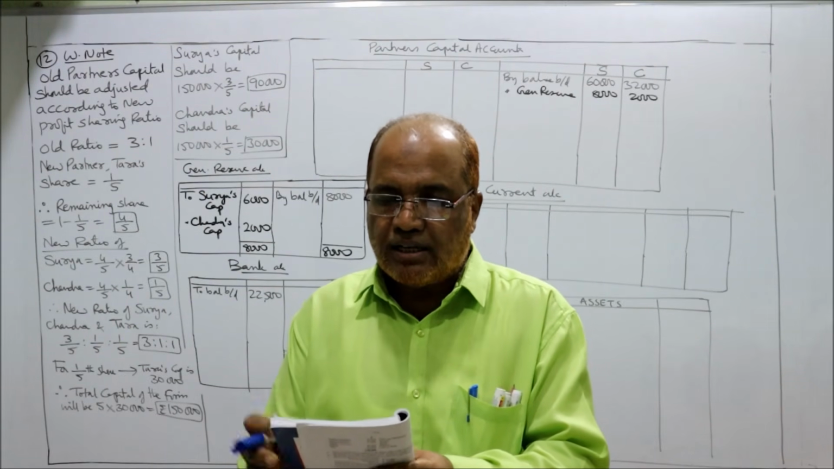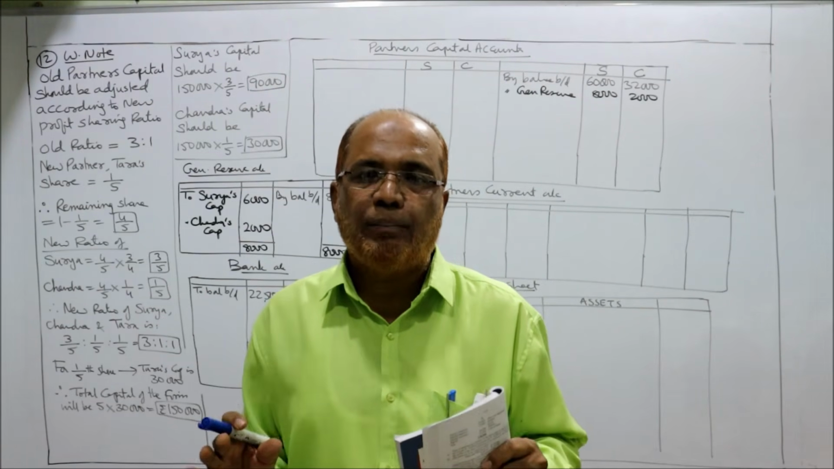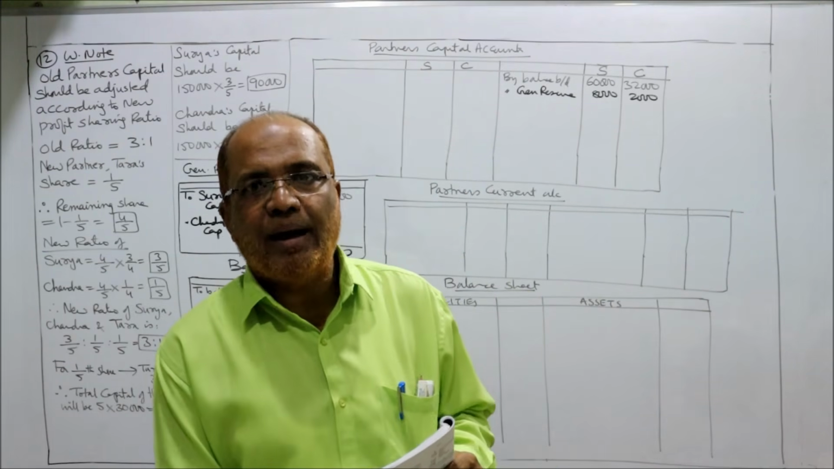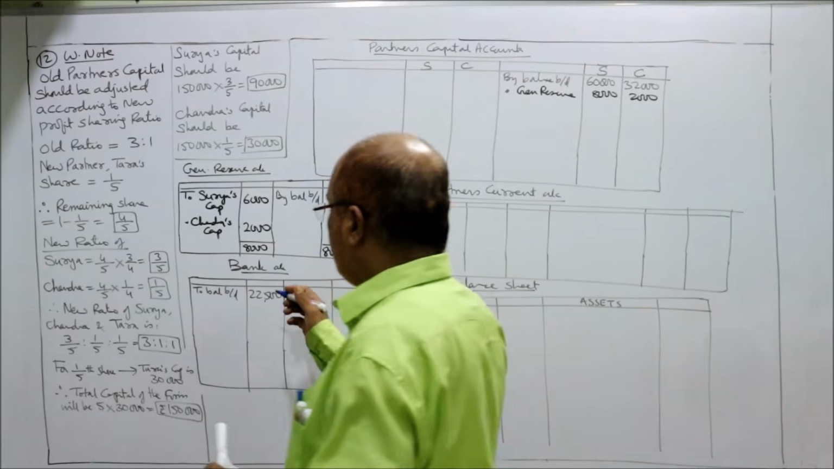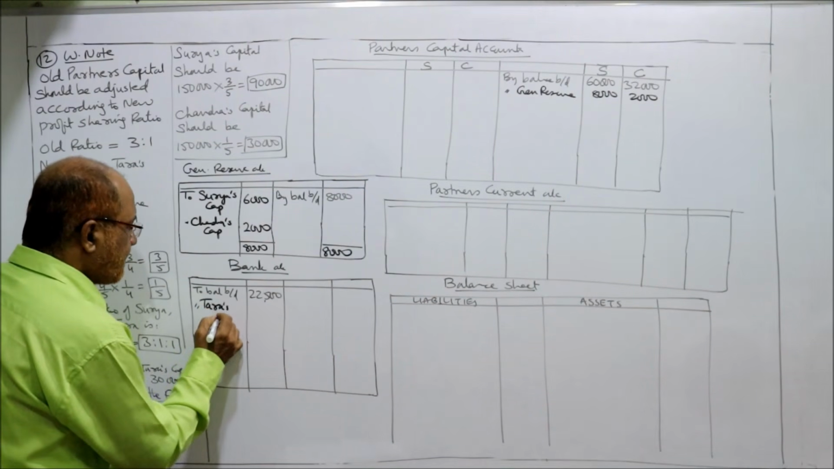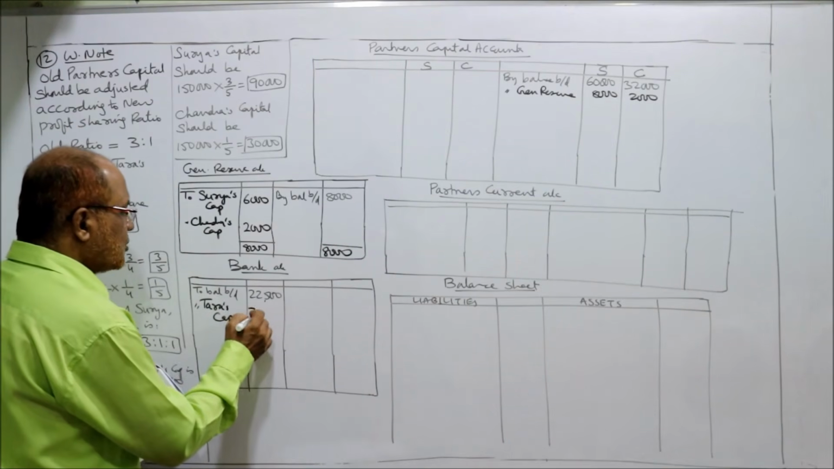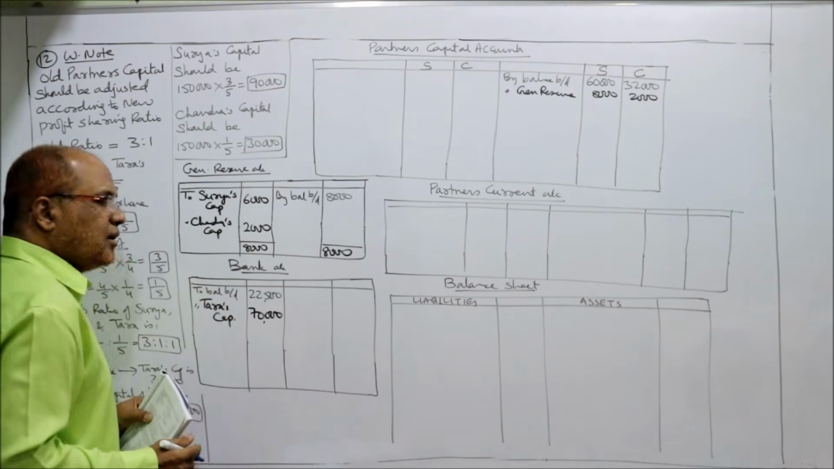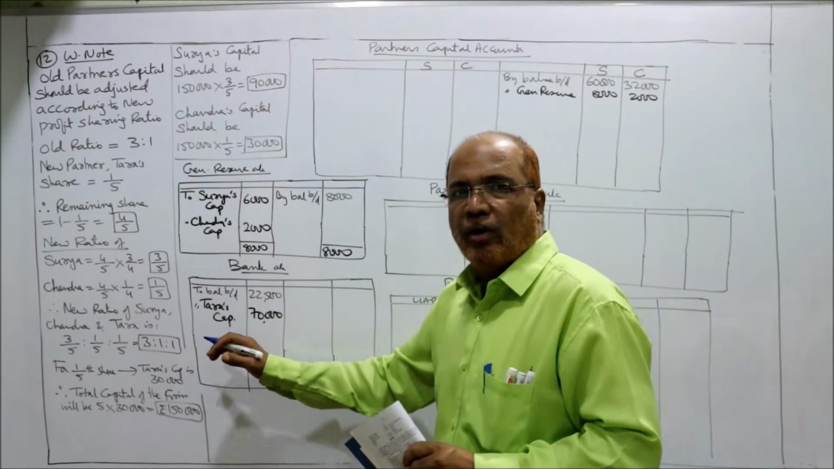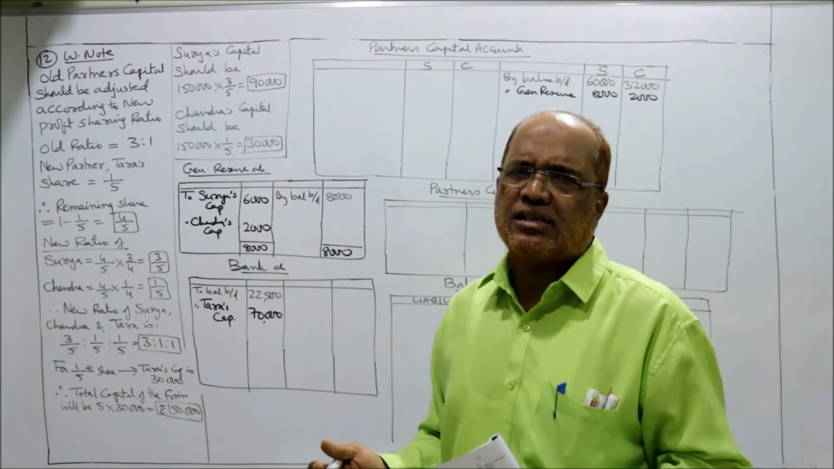Now, Tara pays 30,000 as capital for 1/5 share and 40,000 as goodwill. The entry will be bank account debtor to Tara's capital. Bank को debit कर देंगे to Tara's capital. How much total capital is Tara bringing? 70,000. बैंक को डेबिट हो गया. Tara's capital will be created by 70,000. We have not opened the Tara's capital account.